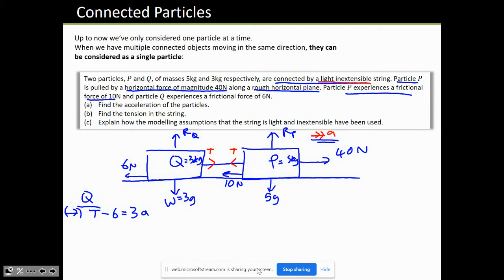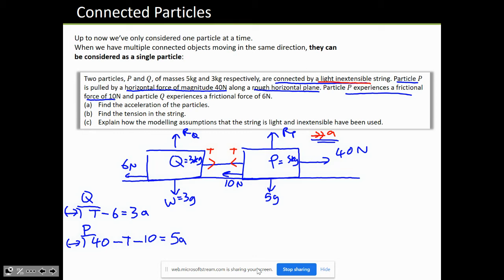And then if we consider particle P with the same positive direction, we have 40 newtons in a positive direction. And then we have a resistance of T newtons to P. But we also have a resistance of 10 newtons because of the friction. And this is equal to our mass of P times our acceleration. And you can see there we end up with simultaneous equations that we can then solve.